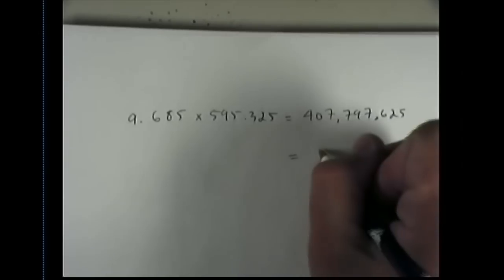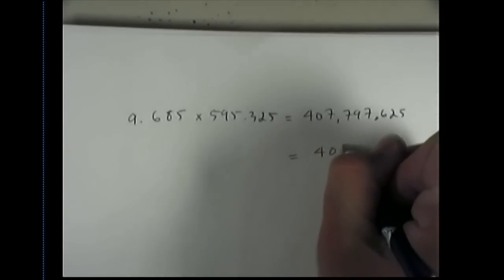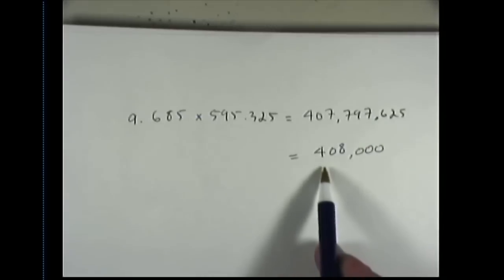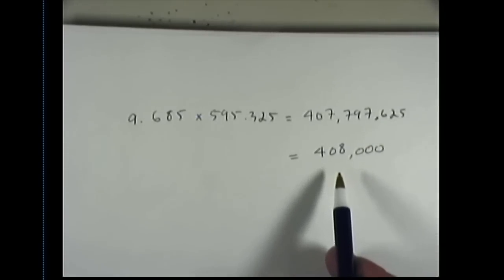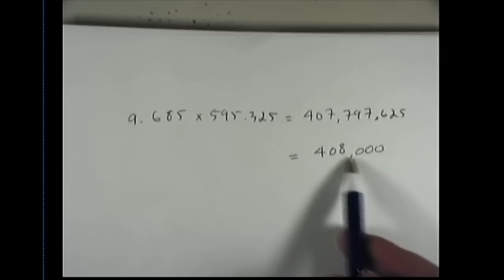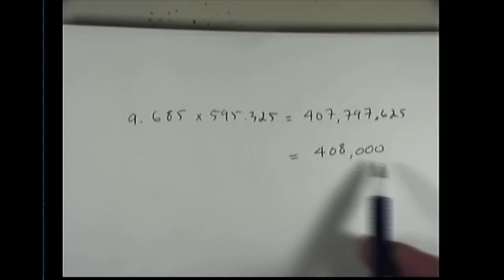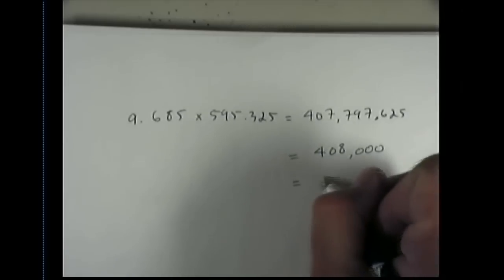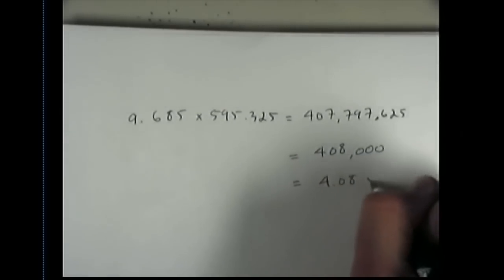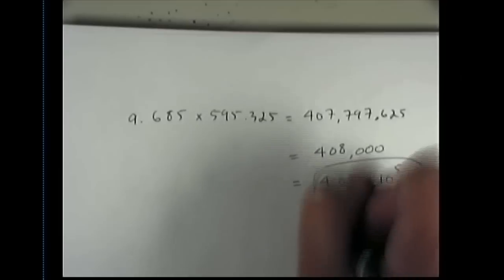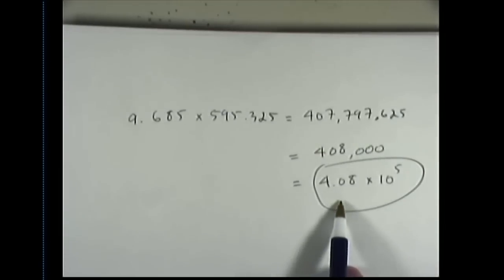So I'm going to round that to 408,000. That number only has 3 significant figures because you'll remember from our significant figure rules that zeros that are to the right do not count as being significant unless they are after a decimal place. Another way of writing this would be if we were using scientific notation style, 4.08 times 10 to the 5th. That also only has 3 significant figures.